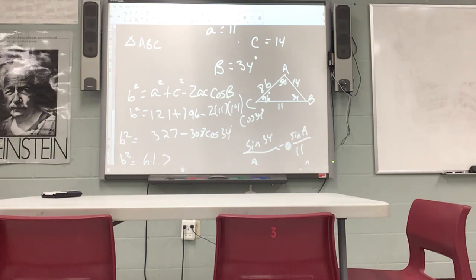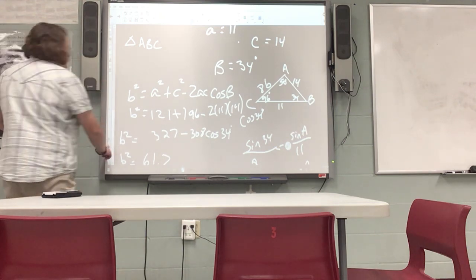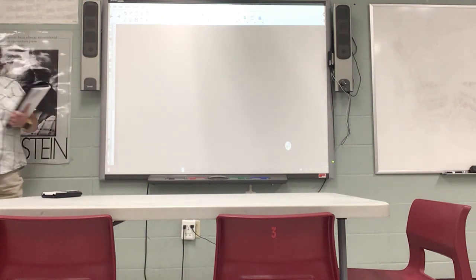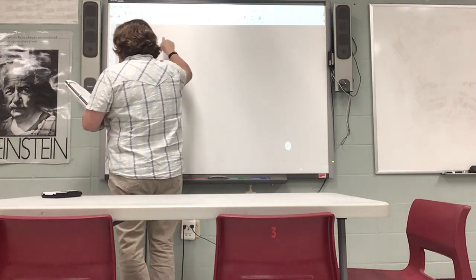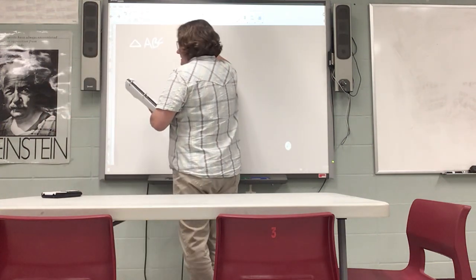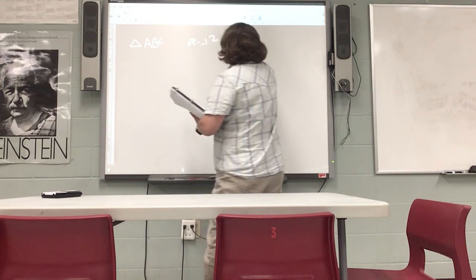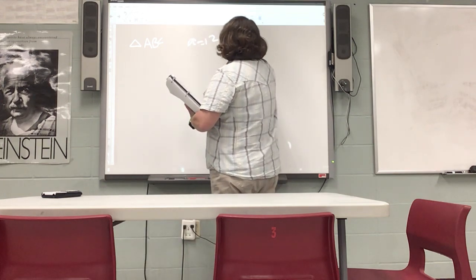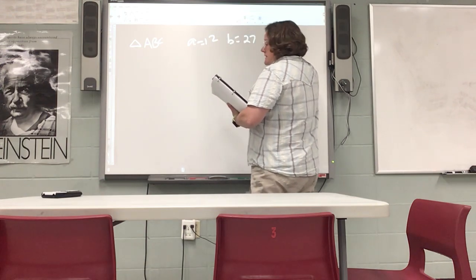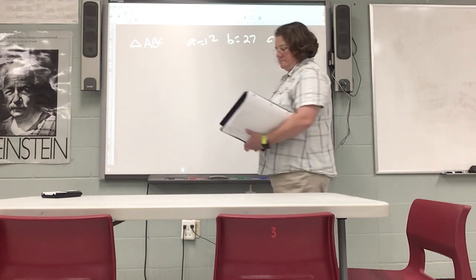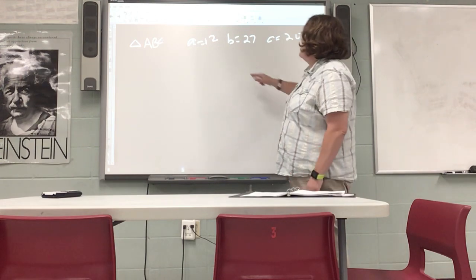Alright, let's try another one. Okay, so we're gonna solve triangle ABC. Side A is equal to 12. Oh, this is a side triangle. Side B is equal to 27. Side C is equal to 20. So we know no angles.